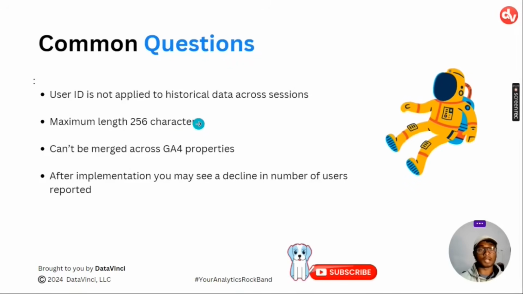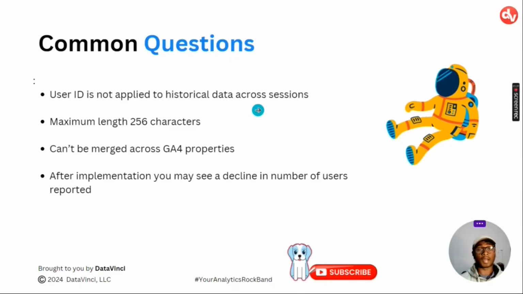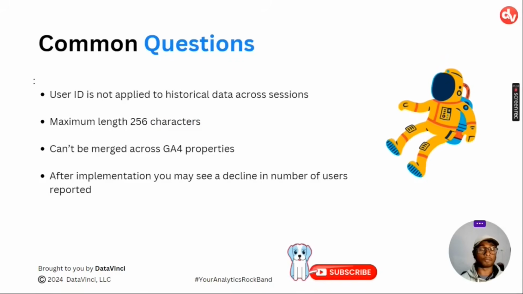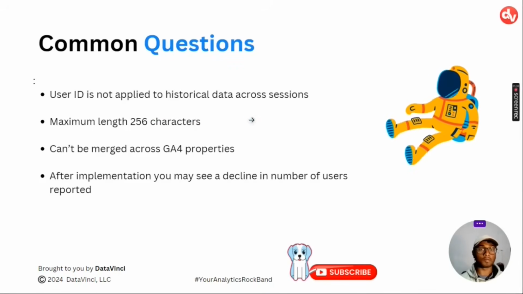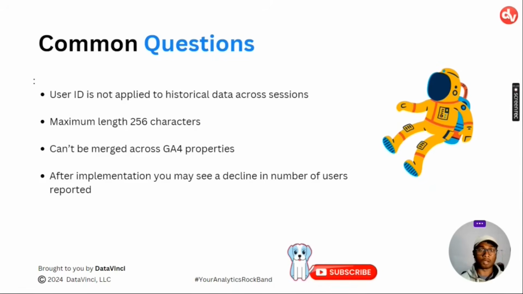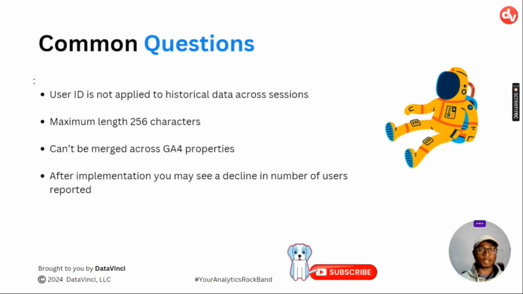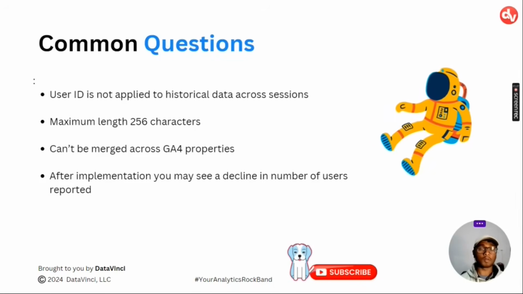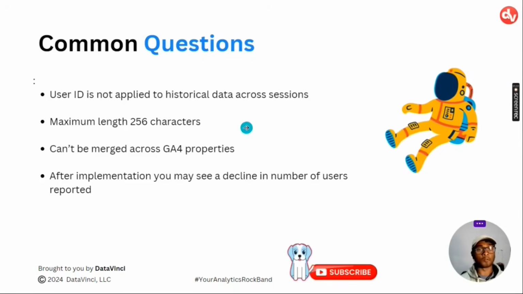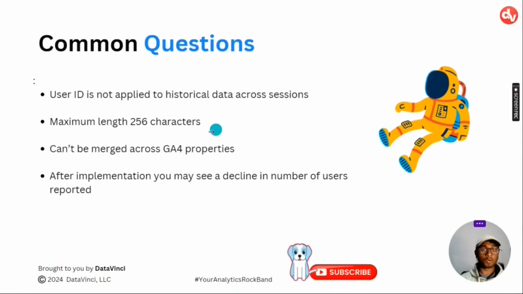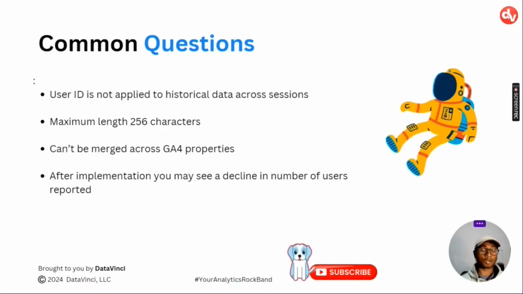Another doubt would be, yes, there is a limit on how long the hash or the user ID can be, because usually when you create a hashed string from email or any other data, that string gets very long, and the hashed string is limited to 256 characters. Also, one constant question is whether the user ID can be merged across different GA4 properties.